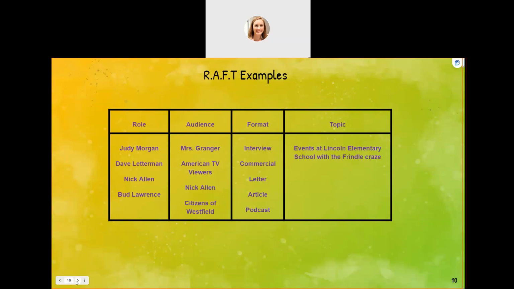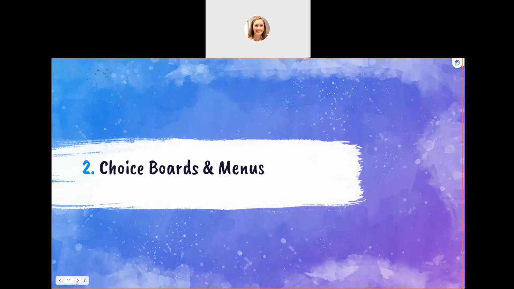So students are taking on the role of one of the characters from the book. Their audience is going to be either one of two characters from the book, or American TV viewers, or the citizens of Westfield, which is the town that the story takes place in. And then they have 5 options for the format. And then again, like I said, it's all focused around the topic of the events at Lincoln Elementary School where the Frindle craze was occurring. So you can see how that was organized.